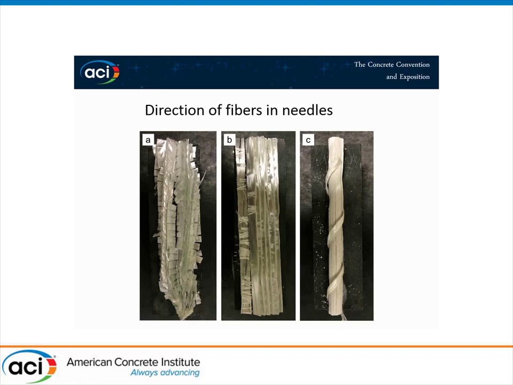So we put these needles in the oven, we burned off the resin, and we looked at the direction of the glass fibers. Most of the fibers in wind blade needles were like this picture. The fibers were perpendicular to the axis of the needle, and as a result, the tensile strength of such a needle would be very small. Okay? Some of them were like the second picture, in which most of the fibers were along the axis of the needle. But in the third one, this is pultruded, pultrusion guarantees that all the fibers are along the axis.